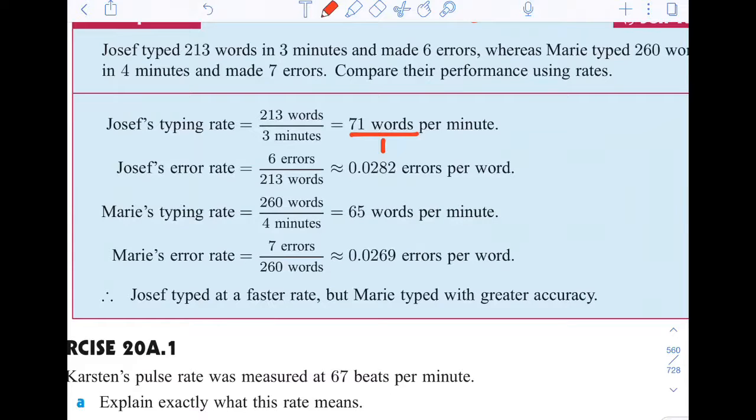Joseph's error rate was 6 errors when he typed 213 words. So we got a rate for errors per word. So just almost a 3% chance he'll make an error on any given word, but that's how we get our error rates per word. Marie typed for 4 minutes and she did 260 words. So when I divide that, 65 words for 1 minute. And 7 errors for 260 words. That's really 0.02 errors per 1 word. So very small. Joseph typed at a faster rate, 71 words compared to 65. But Marie typed with greater accuracy because her errors per word was less than Joseph's.